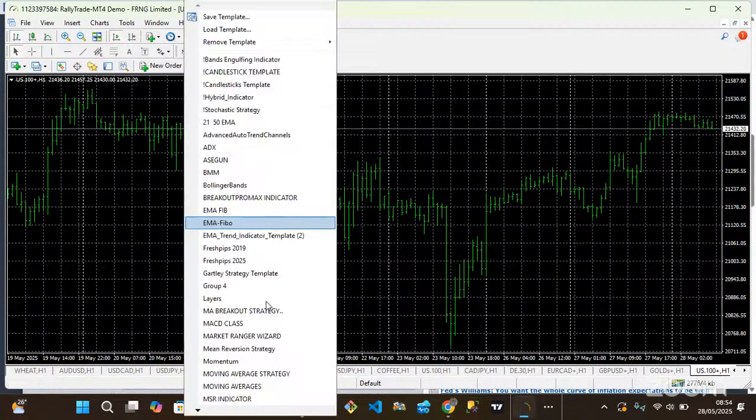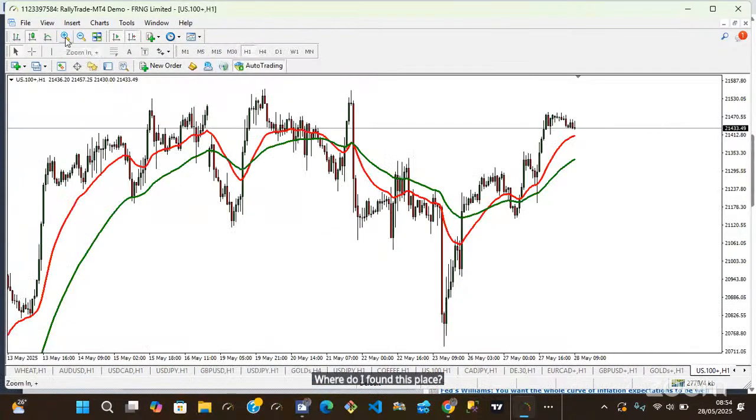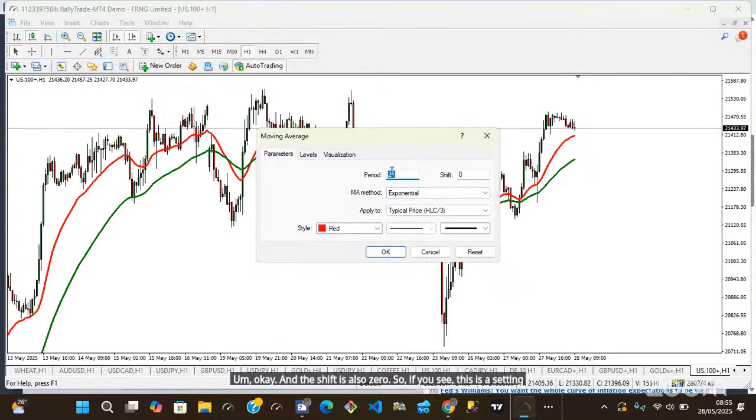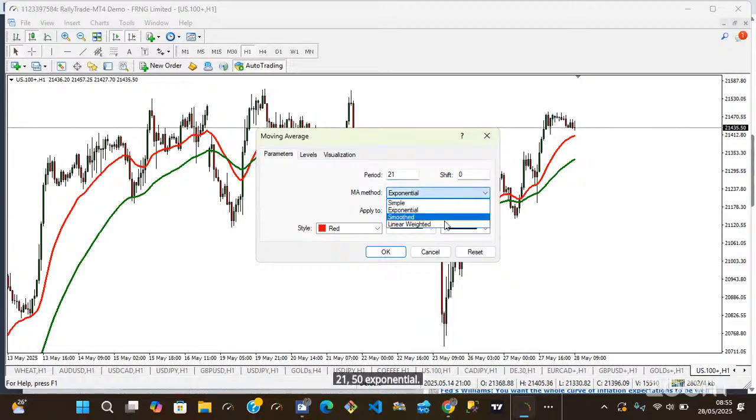What is the period of your moving average, sir? 21 and 50, both exponential. The red is 21, the green is 50, and they are both EMAs. Not simple, not linear, not weighted, but exponential. The shift is also 0. This is the setting, you can screenshot it. 21, shift 0, exponential, not simple, not smoothed, not linear weighted. Typical price HLC/3.